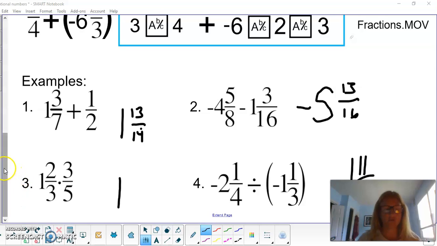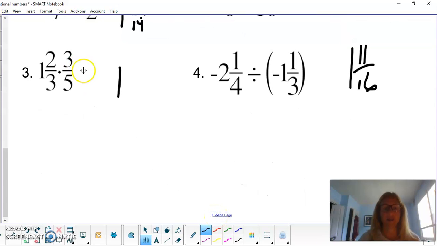Okay, so you should have gotten these 4 answers. The first one you should have gotten 1 and 13/14. Again, you're just plugging the whole thing in your calculator. Here, plug it in, you should have gotten negative 13/16. Number 3 is just 1. And number 4, you should have gotten, remember, a negative divided by negative is a positive, okay?